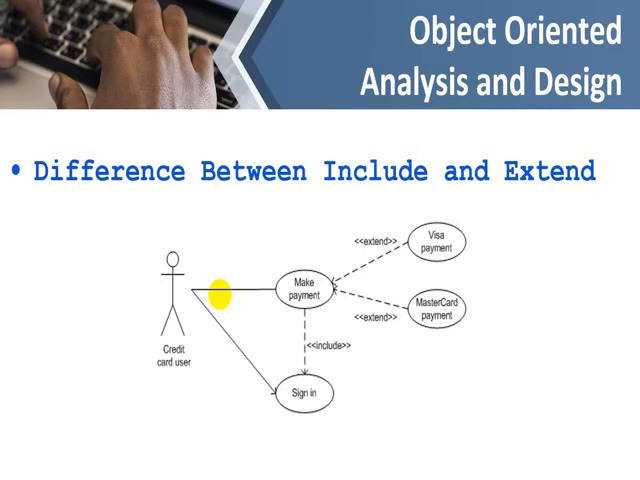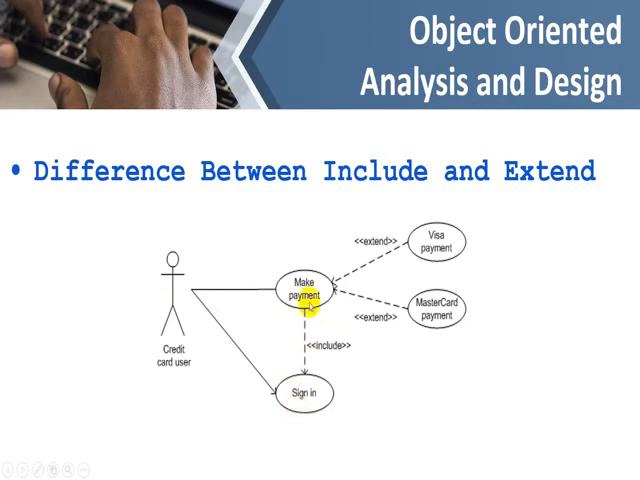Another thing, so now we have a credit card user who pays. So now the user can sign in or the user can make payment. So if I move from here, the user makes the payment, but he cannot make payment until he signs in. So remember, we have connected these two use cases with include. That means if we want to make the payment, we will have to sign in.